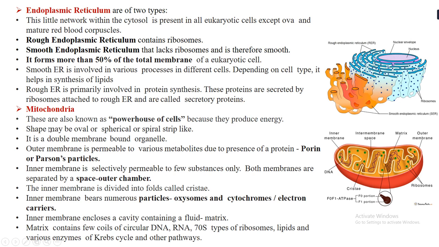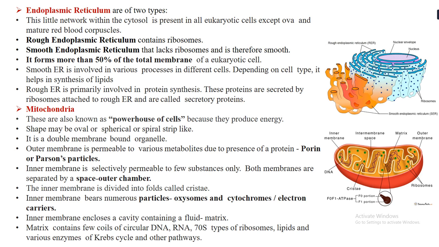The next cell organelle is mitochondria. Mitochondria are very important cell organelles as they are involved in aerobic respiration. And there is one thing about mitochondria: it is absent in prokaryotic cells. That means it will be absent in bacterial cells, and it is also absent in mature RBC. So in these two, mitochondria is completely absent.